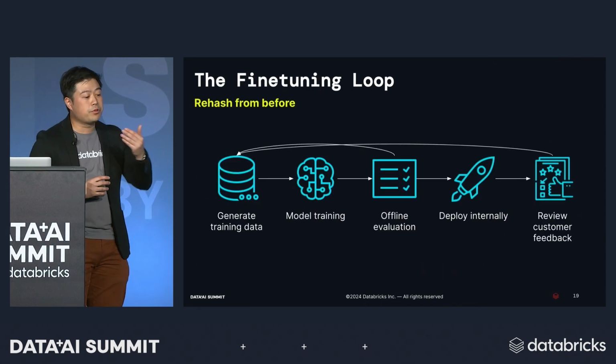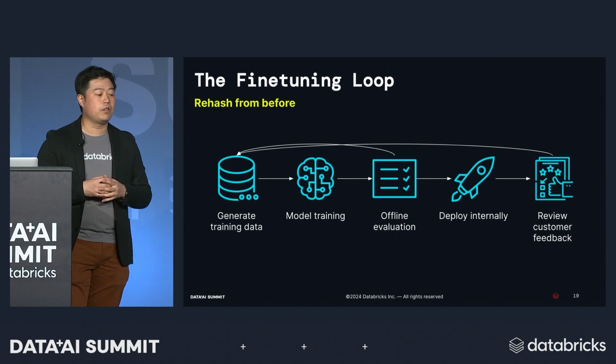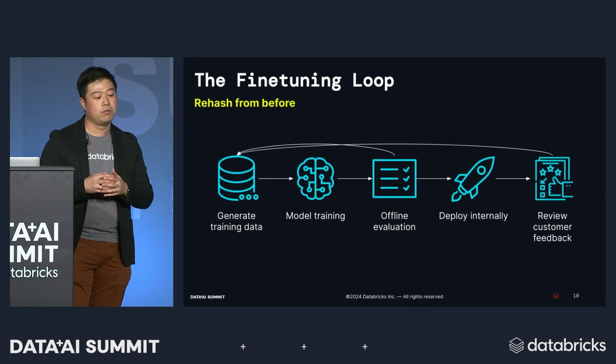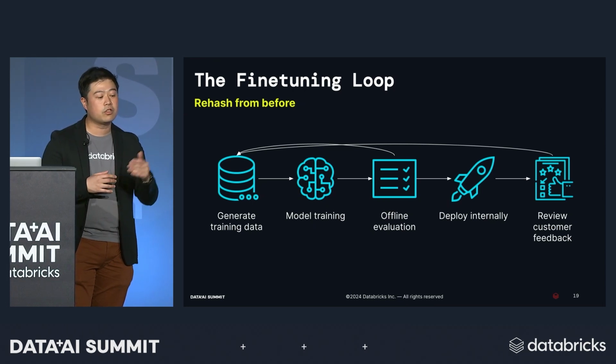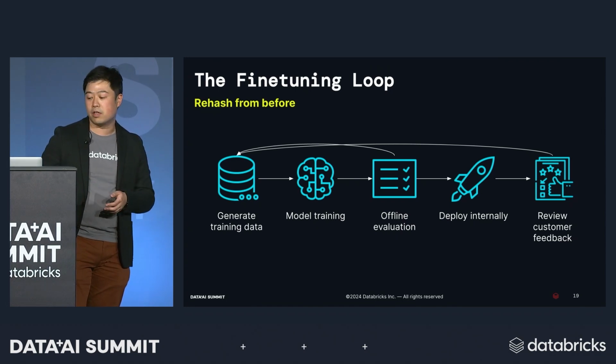So as we said before, this is the loop that you need to go through. You need to create your datasets. You need to train the model, do the evaluations. And it's not just about the evaluations. You need to have some sort of feedback mechanism to assess how useful this model actually is.